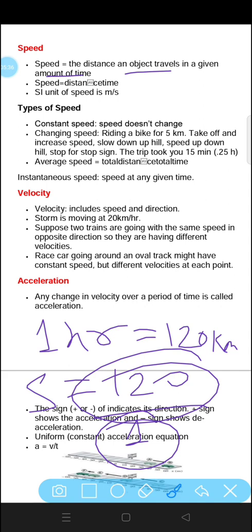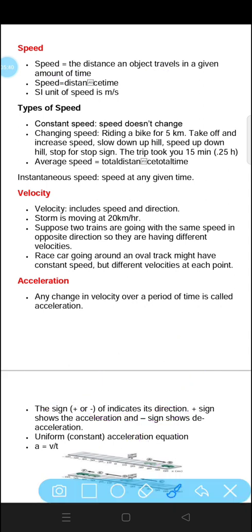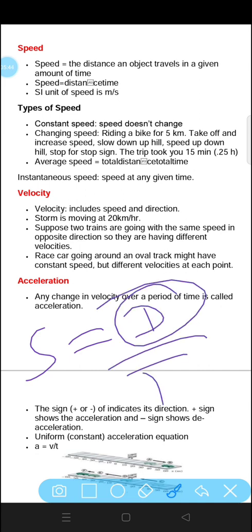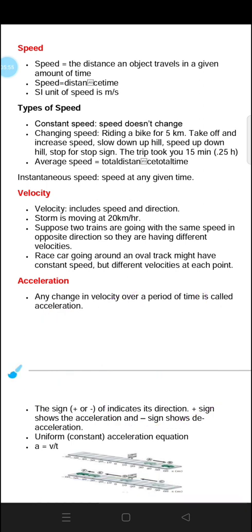Speed is equal to distance upon time. This is the formula of speed. Speed is equal to distance upon time. Distance is the distance traveled by the object, and time is the time taken by the object, how much time the object has taken to travel this distance. It is described as speed.